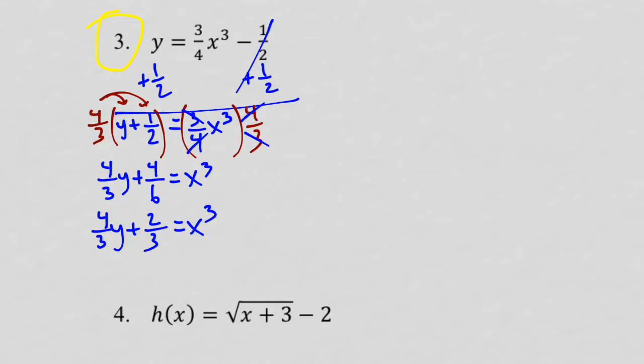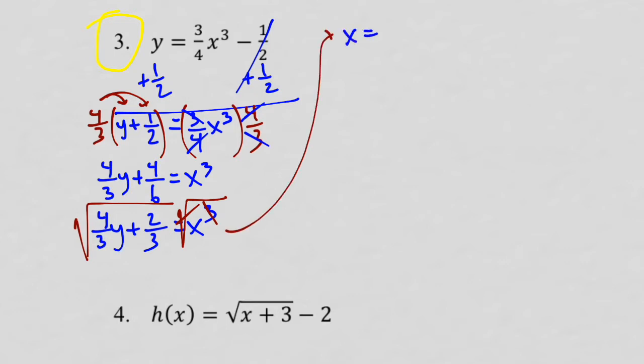And now what you're going to do is get rid of the x cubed, the cube, by taking the cube root of both sides. Take the cube root of that, take the cube root of that. That cancels, so continue over here. It's going to be x equals the cube root, I forgot the little 3 there, the index, the cube root of 4/3 y plus 2/3.